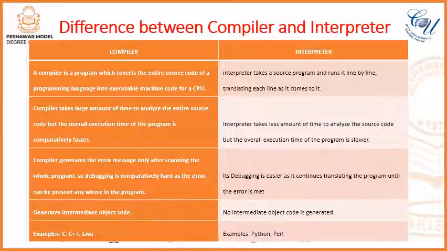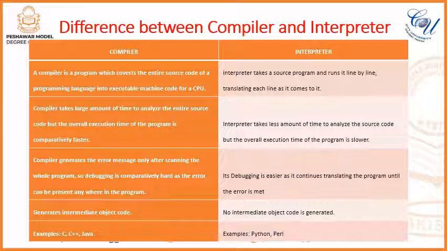Compiler takes large amount of time to analyze the entire source code, but the overall execution time of the program is comparatively faster, while interpreter takes less amount of time to analyze the source code. Compiler takes much time, interpreter takes less time to analyze a source code, but the overall execution time of the program is slower in an interpreter and faster in a compiler.